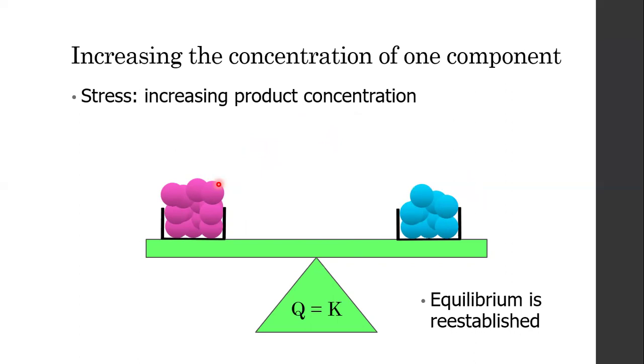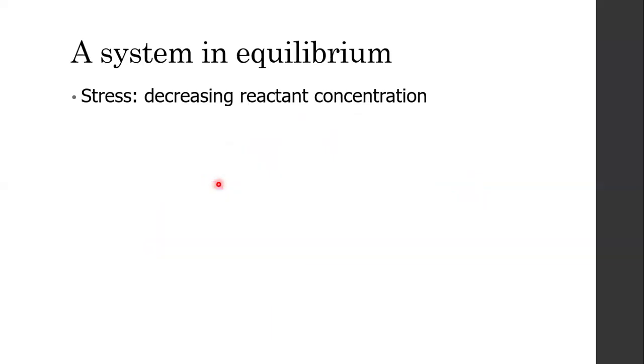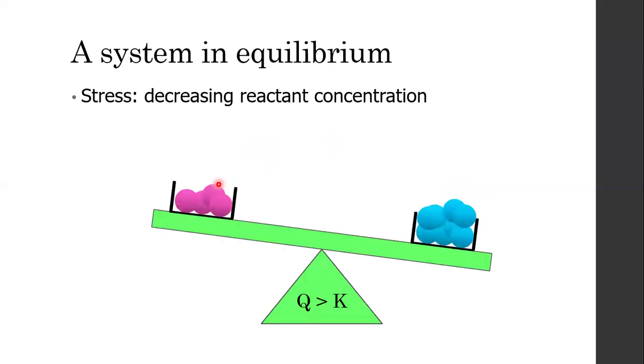But what if we try to remove a reactant or a product? Let's say the stress we are introducing is a decrease in reactant concentration. When we decrease reactant concentration, still with this illustration, the left side will be much lighter, just like a seesaw. So how can we balance this again? To do that, the equilibrium will shift to the left to re-establish equilibrium.